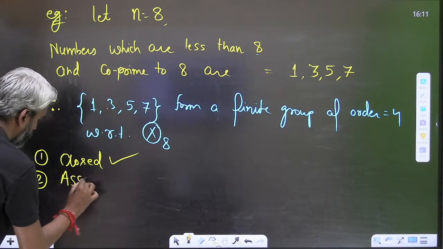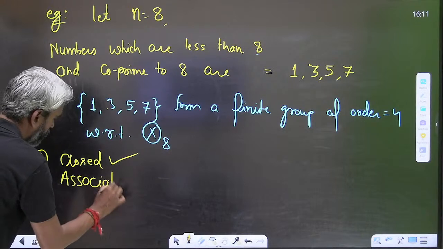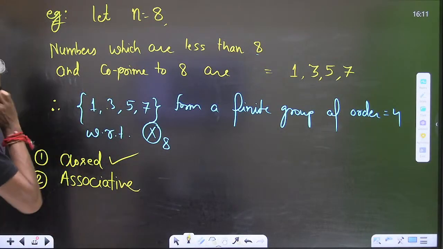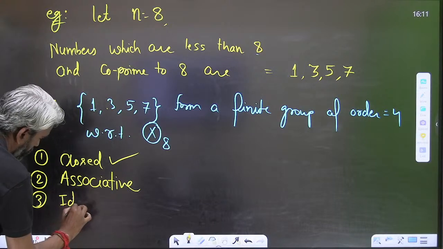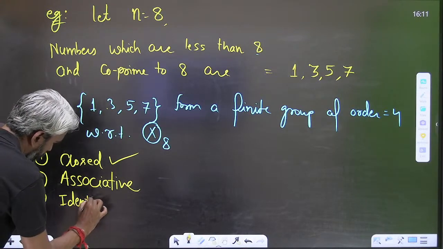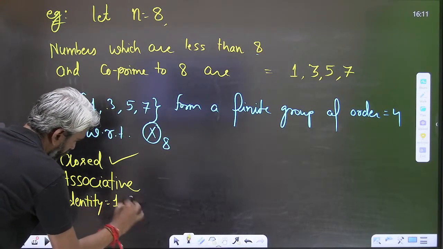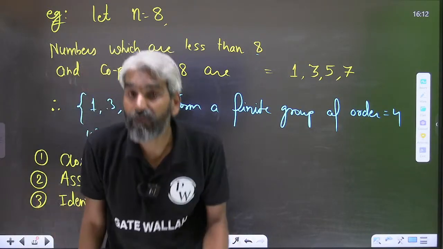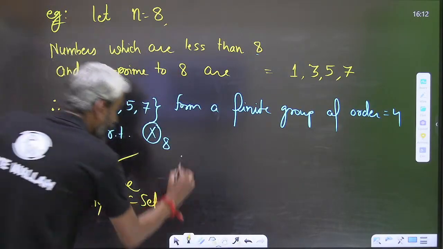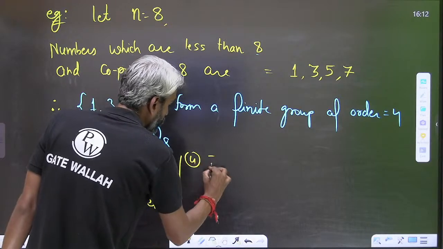Associative. You already know multiplication modulo n will be associative for any n. Third, identity equals 1 belongs to the set. Now the last thing that we need to check is inverse. We need to look for inverse. So the fourth one is inverse.